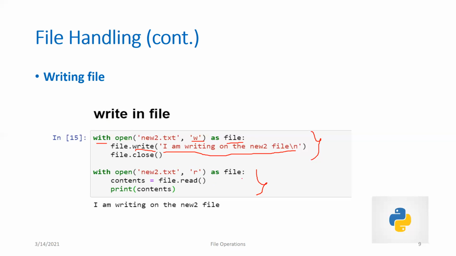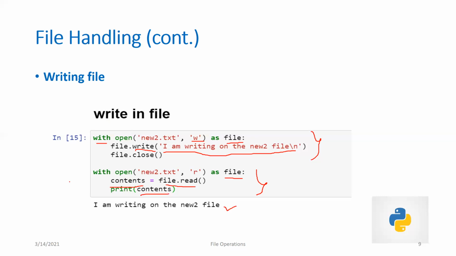This command is taken as file, and here file.read will show me the output, and I took this output in content. But if I directly write that file.read, it is also okay. Then I printed the content, and this content is I am writing on the new file. That means the write is successfully done.